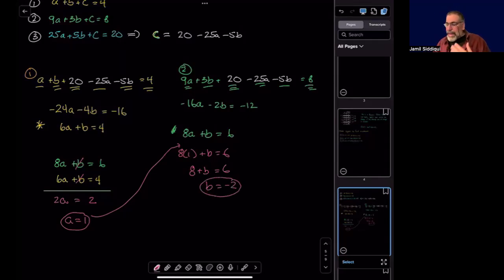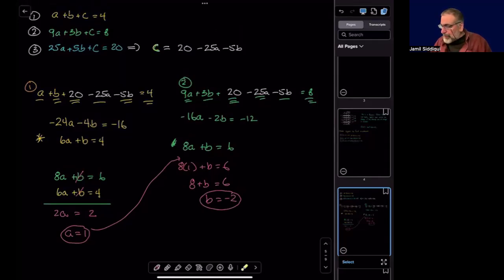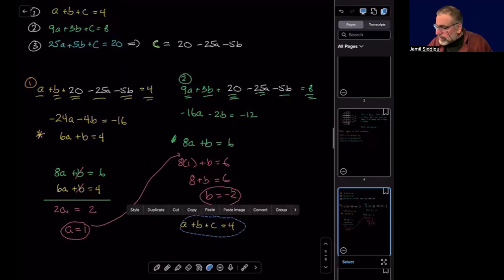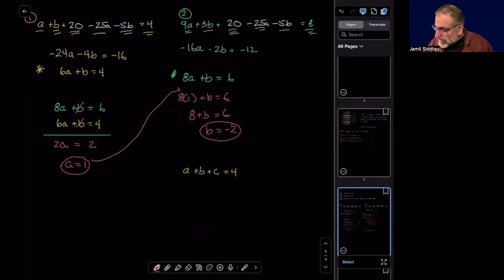So now I've got a, now I've got b. Now I've got to dig back further and find an equation with c in it. And look at this one: a plus b plus c equals 4. So let's grab that one right there, bring it down, and use our two new facts. Let's use that a is 1, and that b is negative 2. And what do we end up with? We end up with 1 plus negative 2 plus c equals 4. That's negative 1 plus c equals 4. That tells us that c is equal to 5.